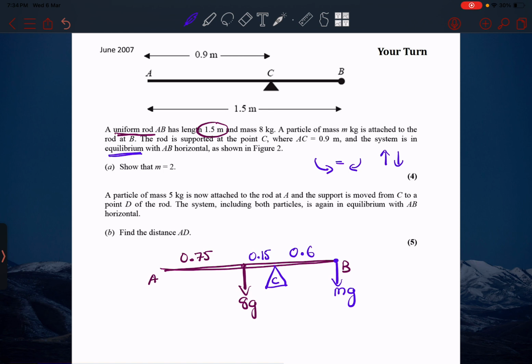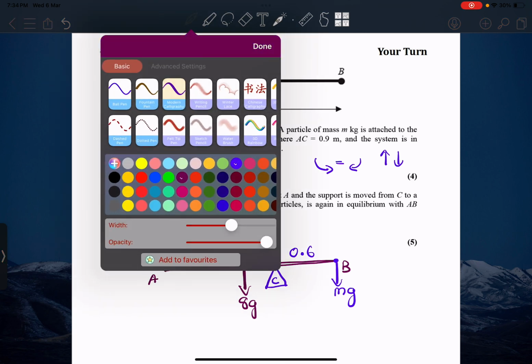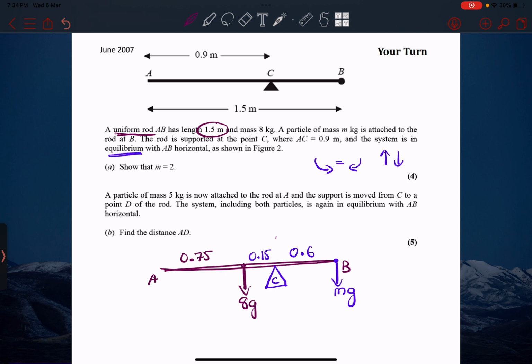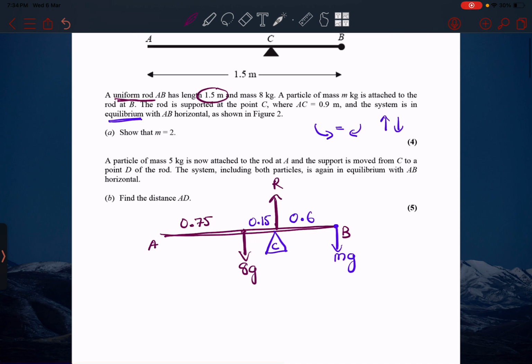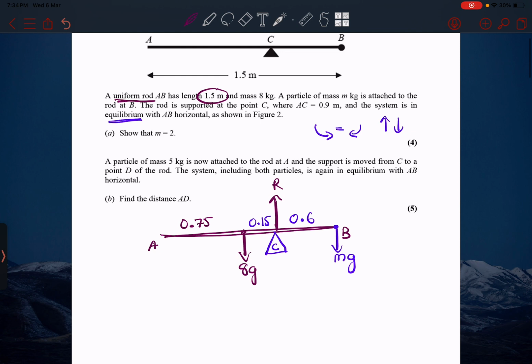Show that m is equal to 2. So the first thing that we can do is we can take the reaction force. So whenever you draw a support, always remember there is a reaction force that is going to the top as well. But that reaction force, well, does it really help us? Okay, yeah, let's see. So what we are going to do is we are going to take moments.